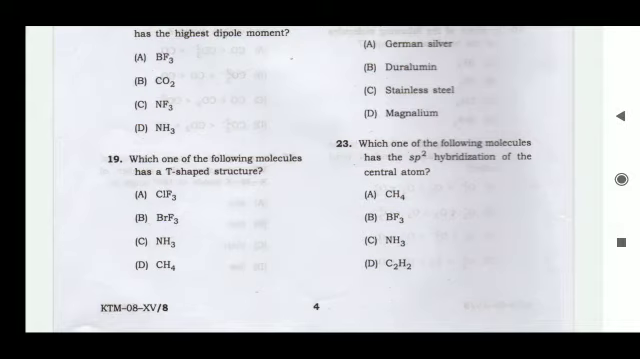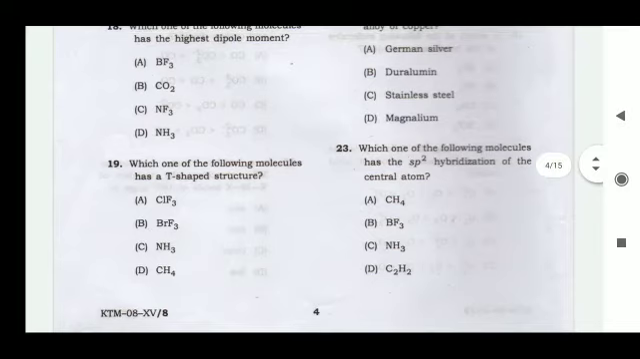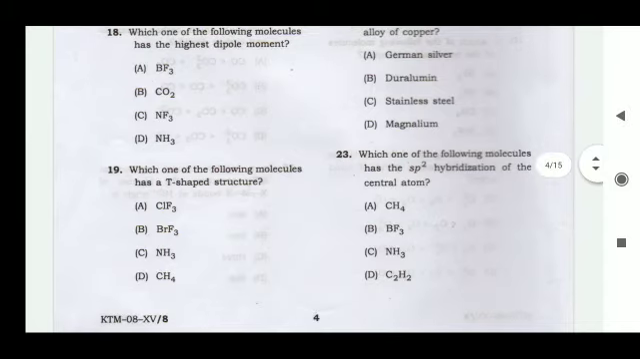But out of ClF3 and BrF3, the interesting thing is that both are T-shaped. But in case of ClF3, the electronegativity of chlorine is more than that of bromine. Therefore the repulsion between bond pair and lone pair will be high. As a result, it will obviously be T-shaped, but there will be some repulsion, so therefore the shape will be distorted. So according to me, option B is correct, BrF3.